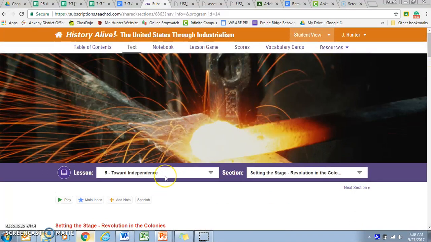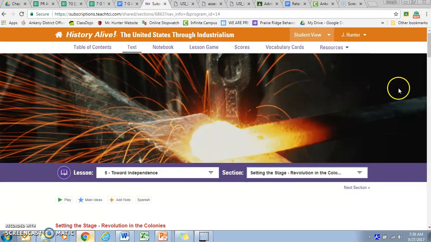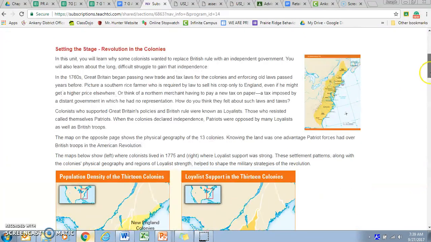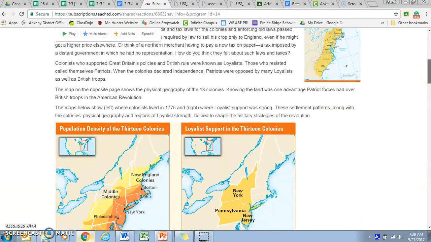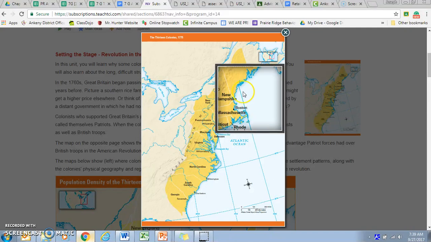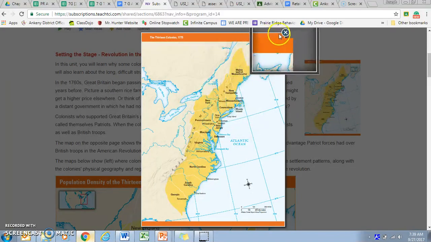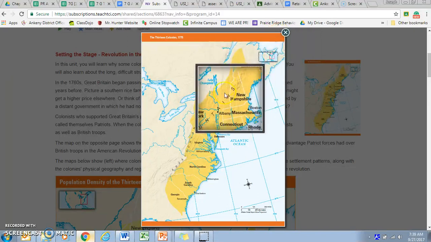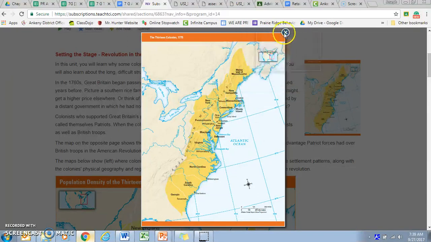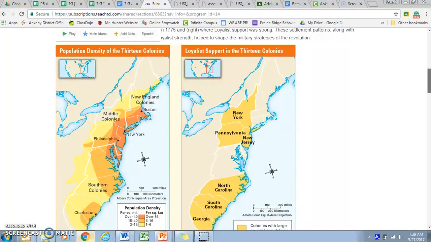You are going to go to chapter 5, and it's just the first section, setting the stage, revolution in the colonies. Okay, and you are going to use these 3 maps that are on this page. So you can always click these maps, and you can use the zoom in button to help you. Alright, this is just going to be a map of the 13 colonies right here. Down here is the map that you're probably going to use the most.